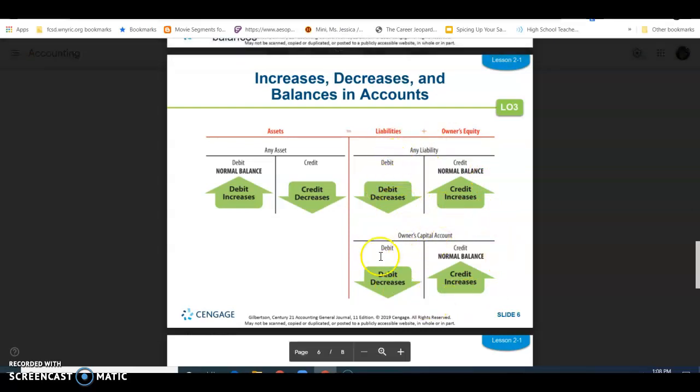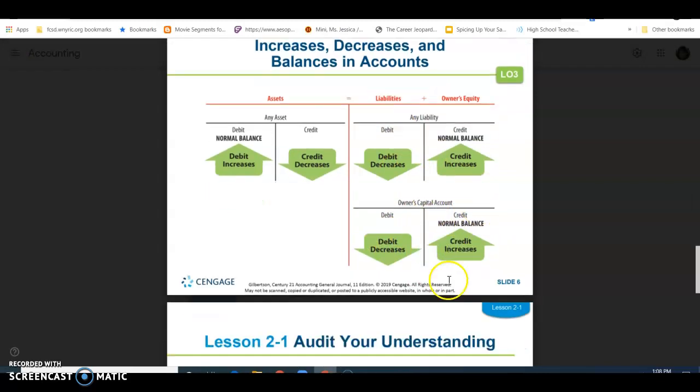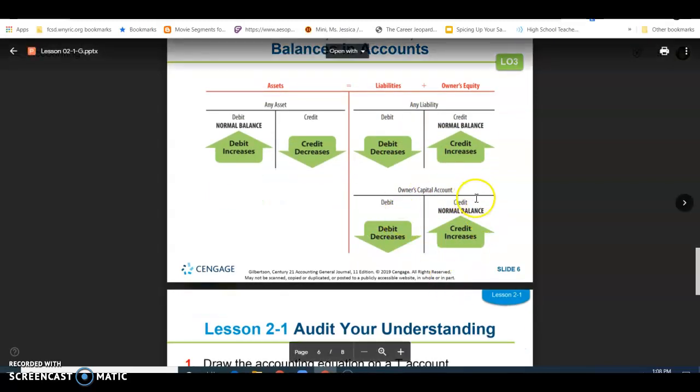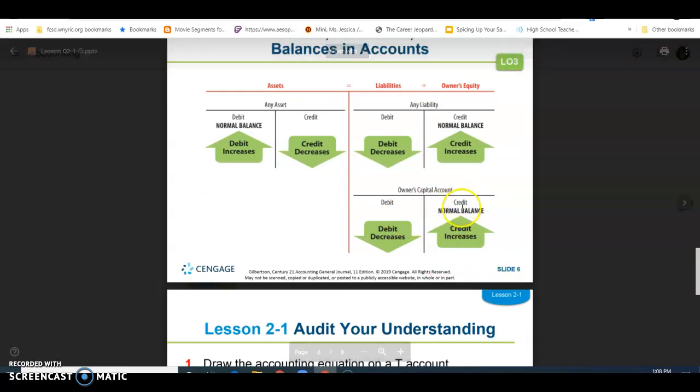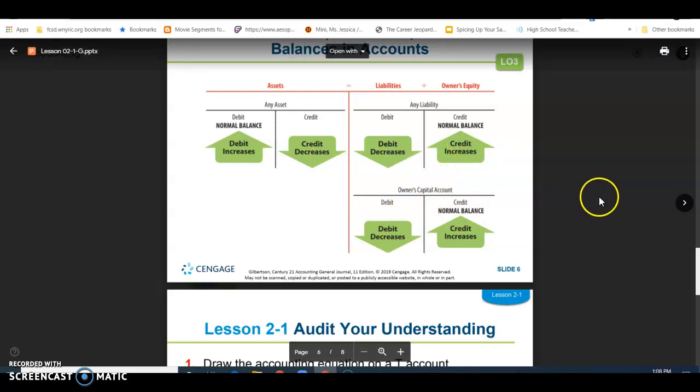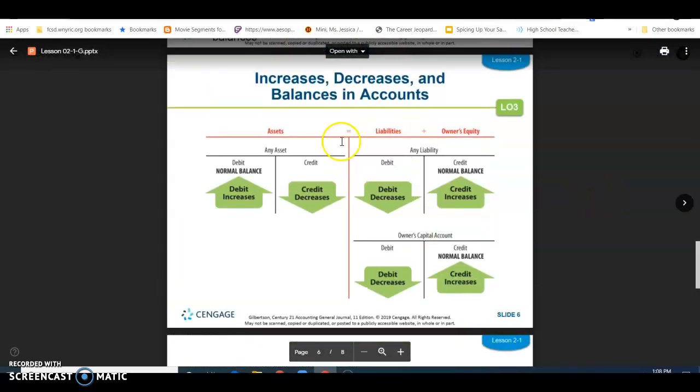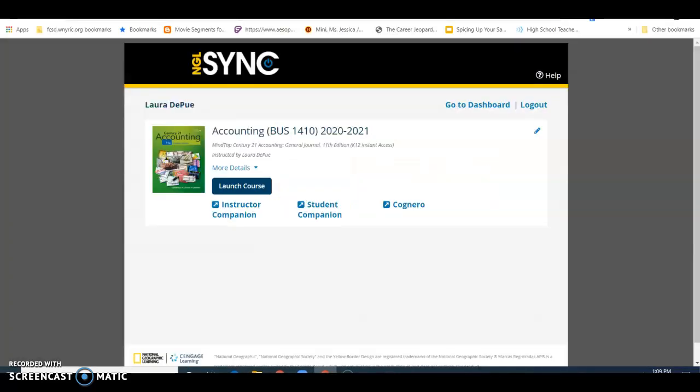The owner's equity capital account looks exactly the same. So Michael Delgado capital would look exactly the same. The credit is the increase side, and that is the normal balance, and the debit side is the decrease side. These are things that we're going to have to memorize, and as we get going, this will make a lot more sense and be easier for you to understand. But back into our problem.